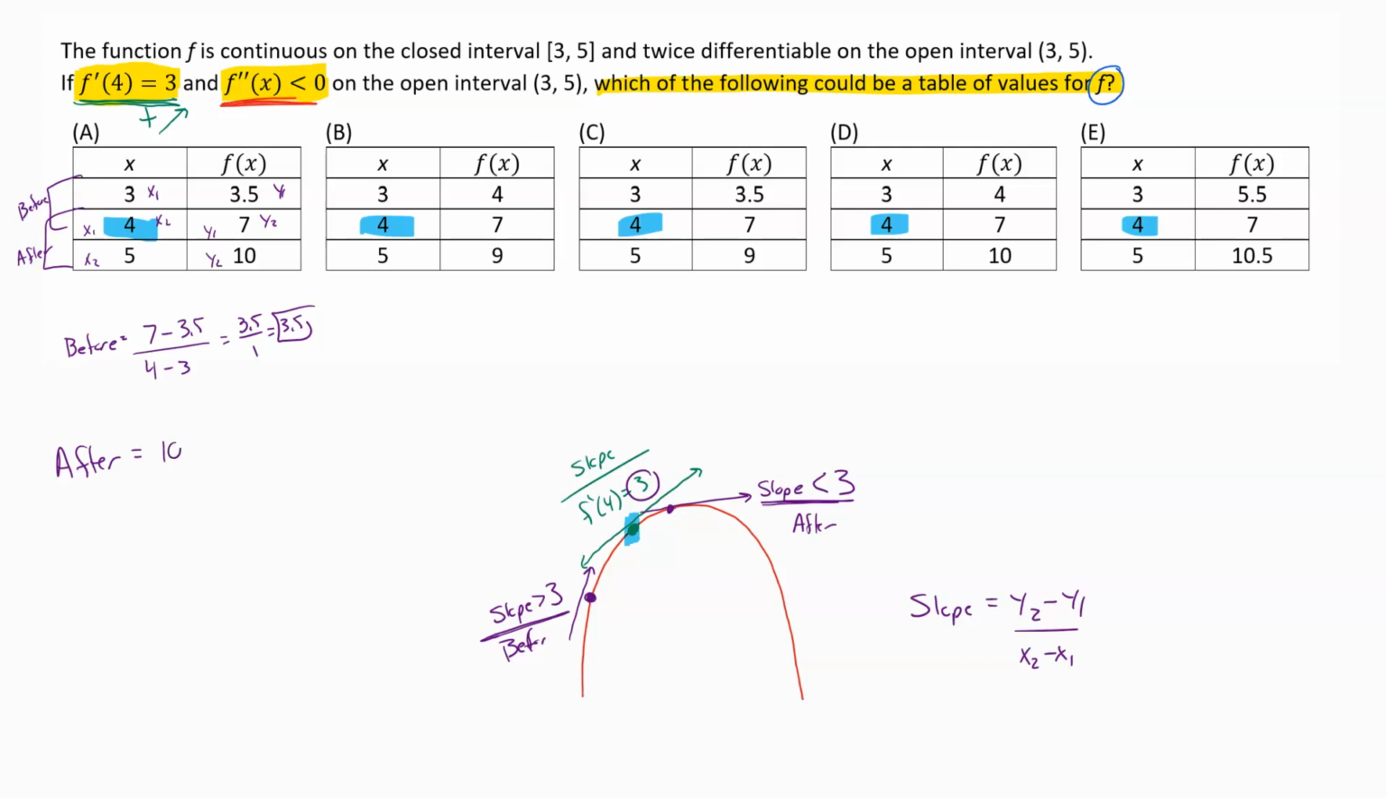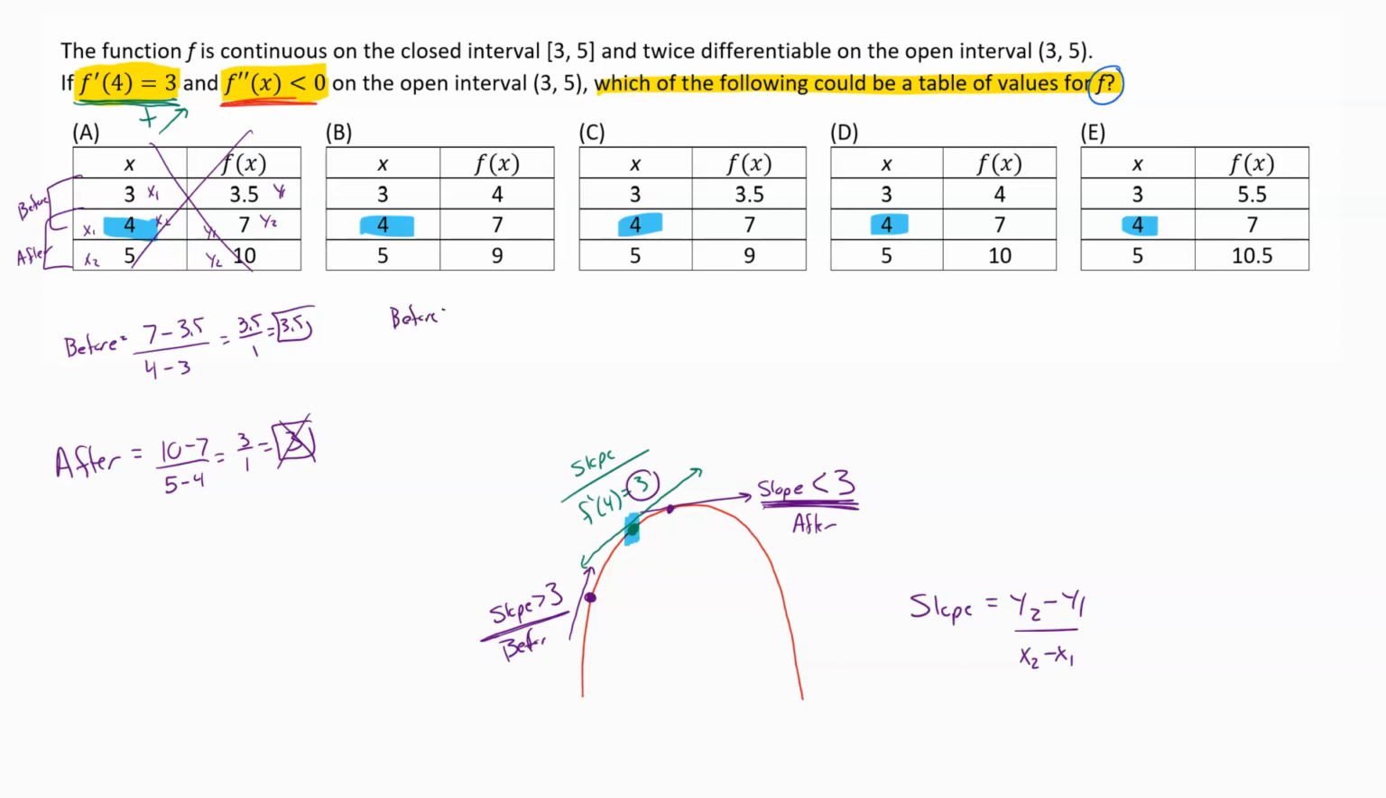So finding that, I would get 10 minus 7 over 5 minus 4, which would get me 3 over 1, which is 3. So it can't equal 3. It has to be less than 3 because of the concavity here. And so you would know that the first table doesn't work. And you just keep coming through and playing the same game.